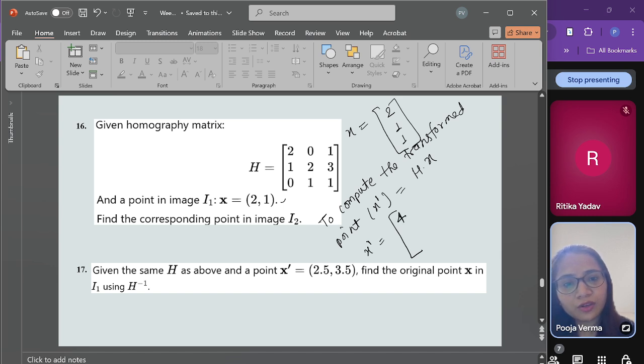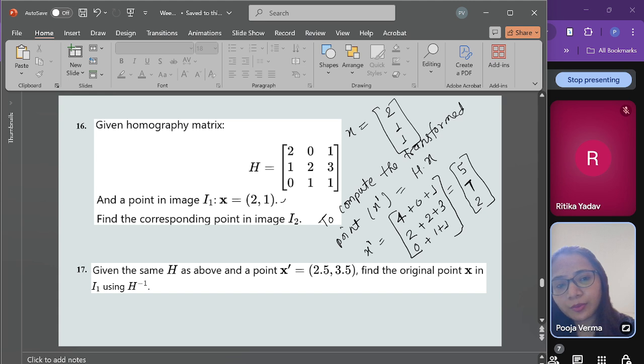So 4, right? Then 0 into 1 plus 0, plus 1 into 1 is 1. Now next: 2 plus 2 plus 3. Sorry, 1 into 2 is 2. 1, 3. Yeah, correct. Now next, 0 plus 1 plus 1. So X prime you will get 5, 7, 2, right? That is the transformed point.